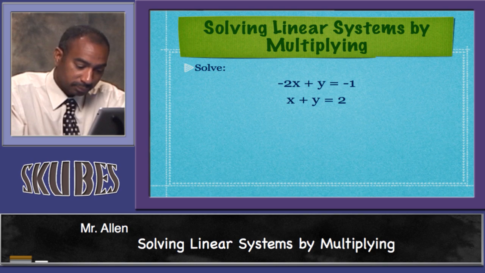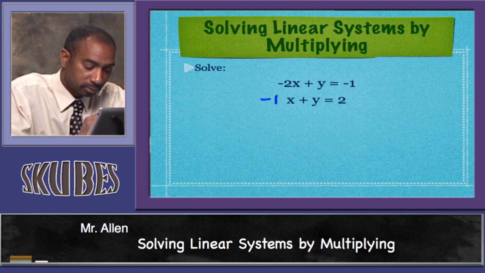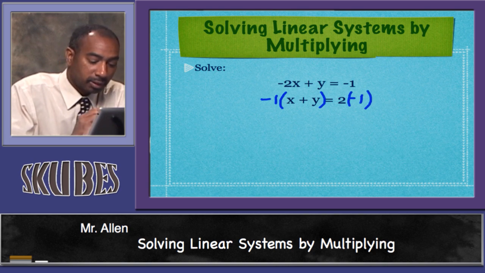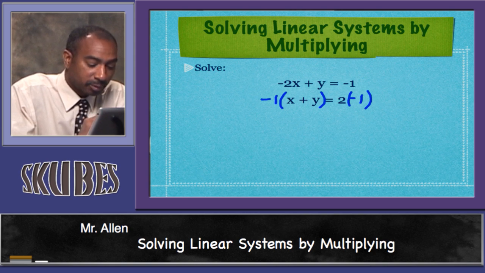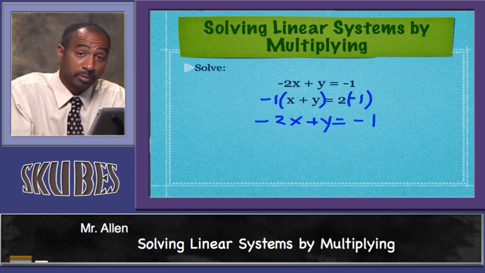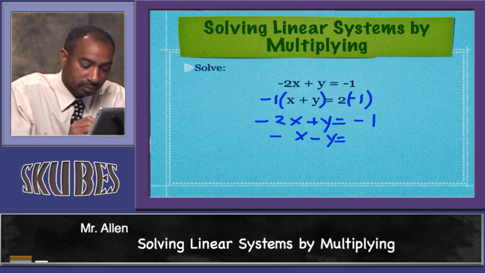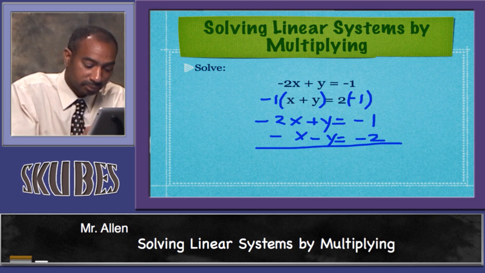So let's say I multiply both sides by negative 1 on the bottom equation. Alright, so what I have next is, I leave the top equation the same. I have negative 2x plus y equals negative 1. But then the bottom one will change. That'll be negative x, and that'll be minus y, and negative 2. Now I can eliminate the y variable when I add this together.